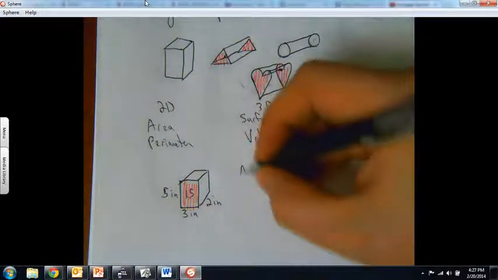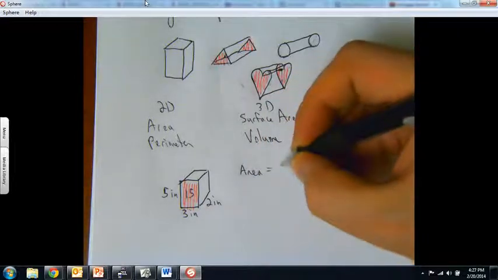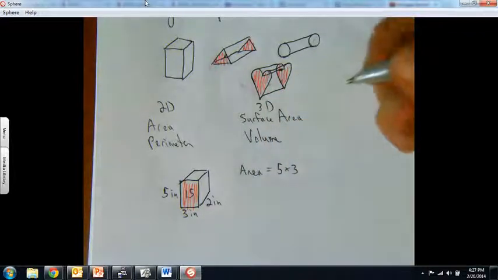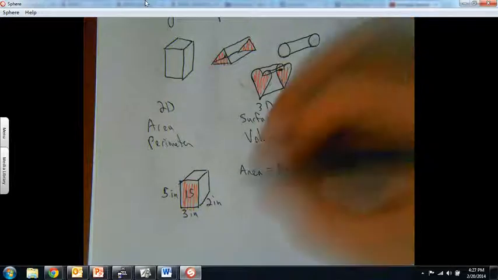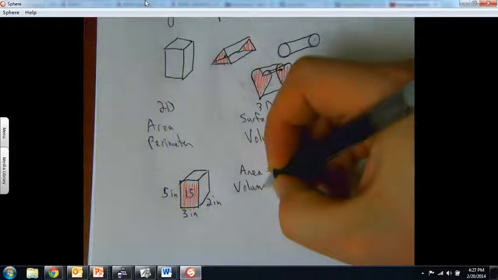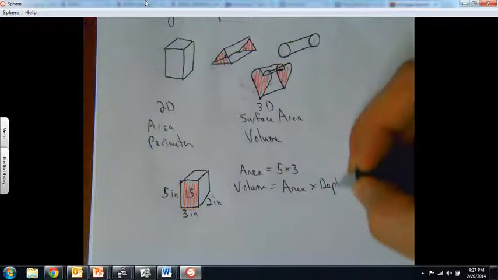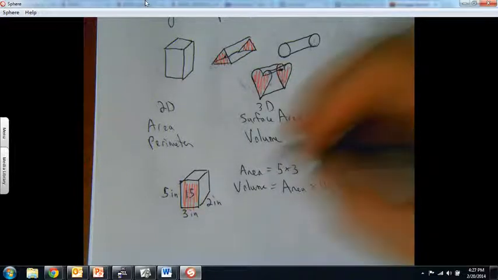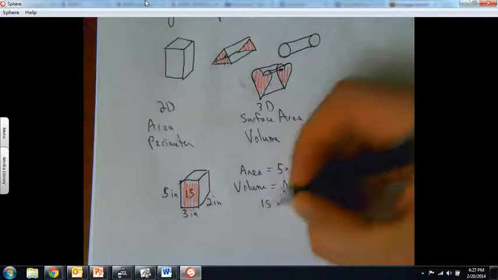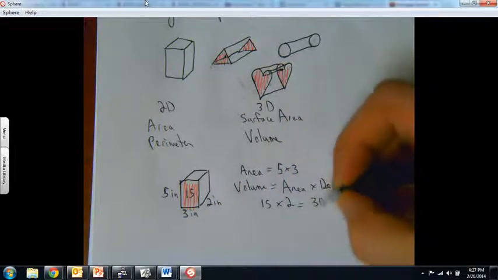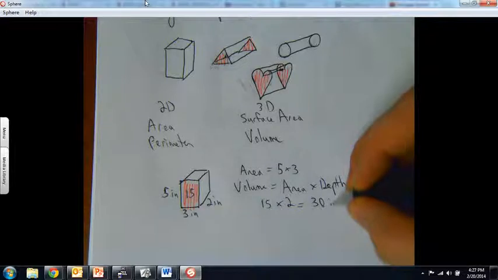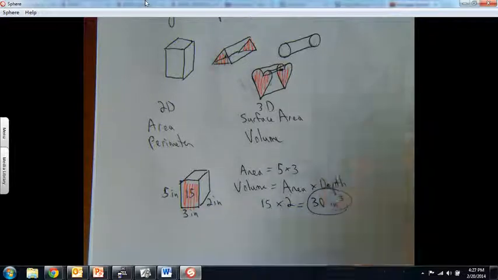So area, 5 times 3 for this shape. Now, volume is area times depth. So in this case, it is going to be that 15 times the 2. So our volume is 30, and our units are inches cubed.